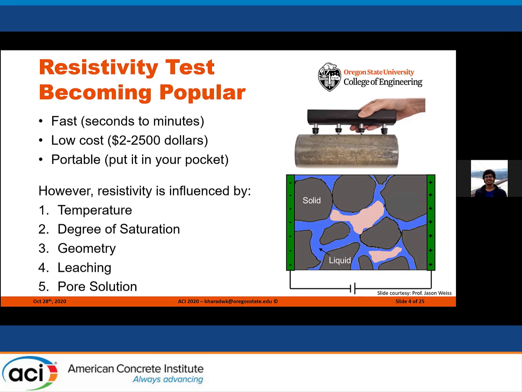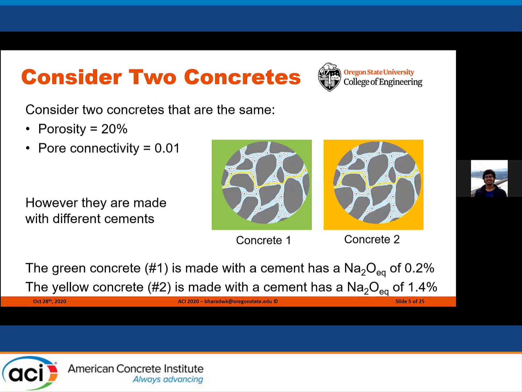Let me try to illustrate this with an example. Let's do a thought experiment. Consider we have two cylinders of concrete. Assume that we cast the concrete such that the microstructure is identical, meaning the porosity and the pore connectivity are exactly the same. The only difference between the two concretes is the alkali content of the cements used. The green concrete, let's say, is made with a cement of a lower alkali content, and the yellow concrete is made with a cement of a higher alkali content, let's say 1.4%. That's the only difference between the two concretes.